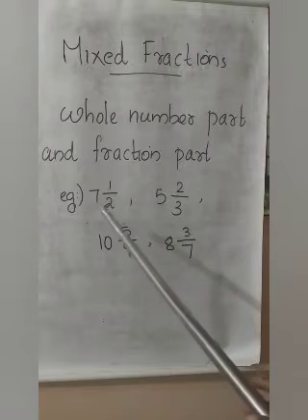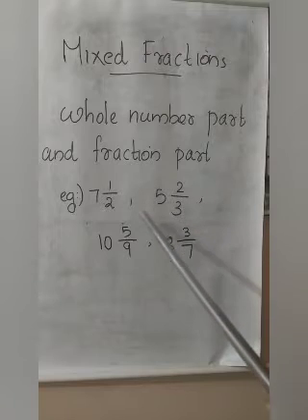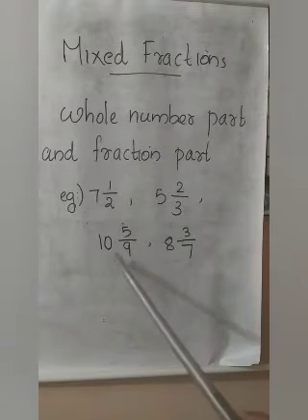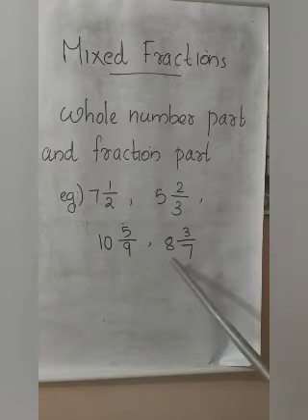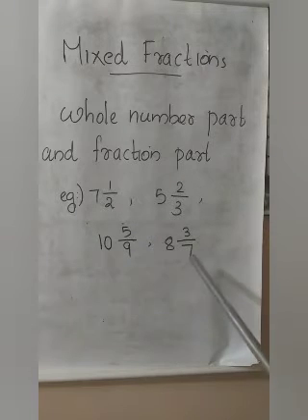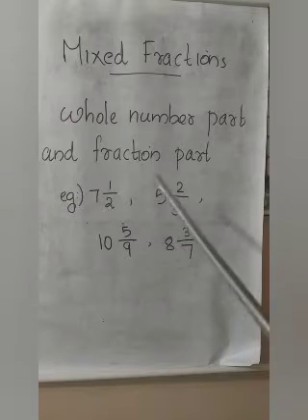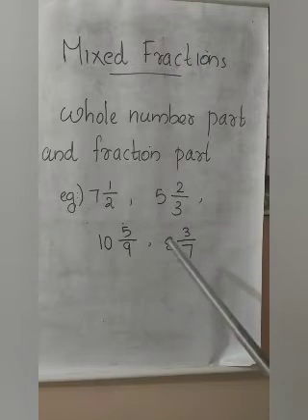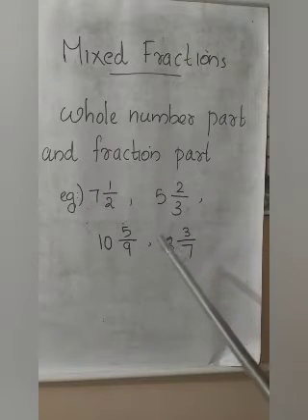So a mixed fraction is a combination of a whole number part and a fraction part. Here in 5 2 by 3, 5 is the whole number part, 2 by 3 is the fraction part. 10 5 by 9, 10 is the whole number part, 5 by 9 is the fraction part. 8 3 by 7, 8 is the whole number part, 3 by 7 is the fraction part. Now when we look at these fractions, you can see all these fraction parts are proper fractions. In a mixed fraction, the whole number part and fraction part are there, and the fraction part will always be a proper fraction.